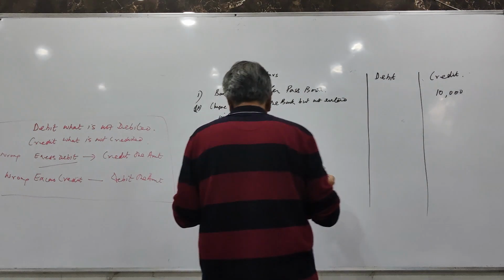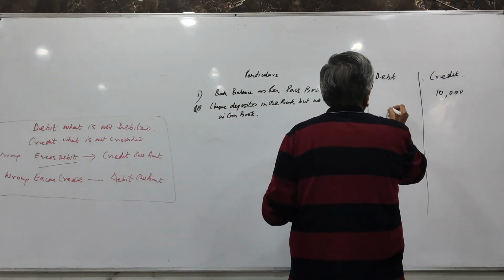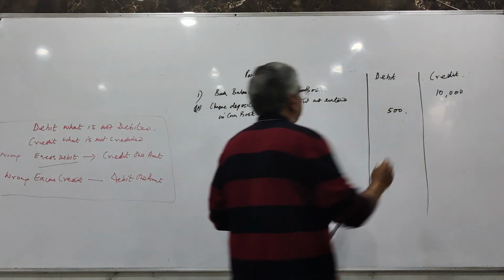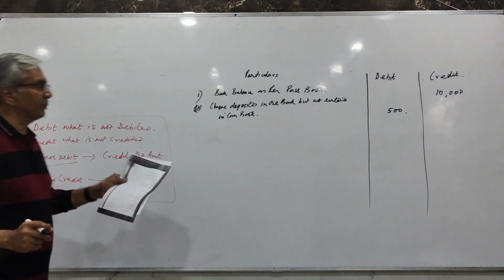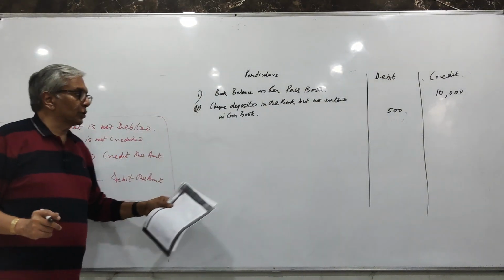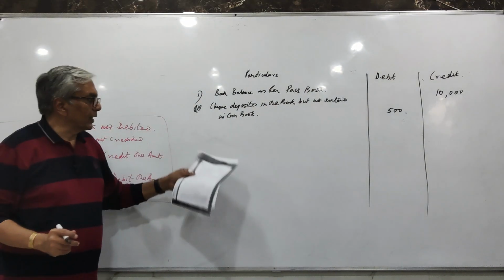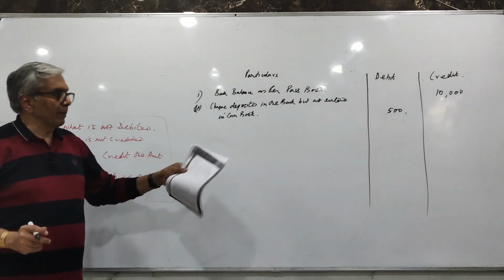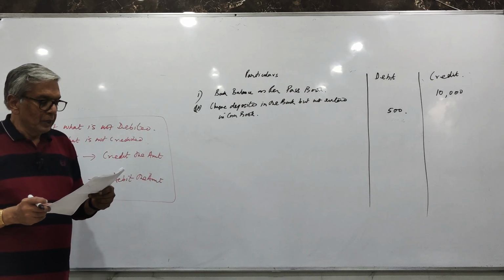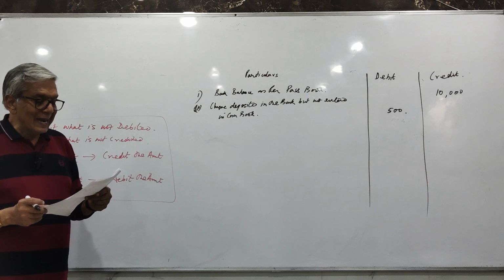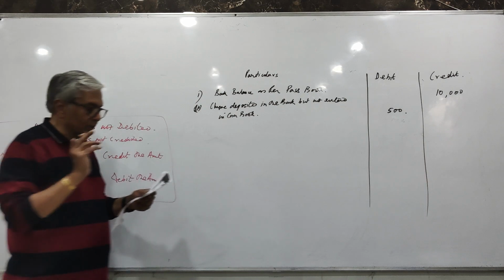We are going to debit this amount by 500 rupees. Have you got the concept? Sir, we have deposited the check in the bank, but we have not entered it in the cash book, so we will debit this amount. Third, check received and entered in the cash book, but not sent to bank.